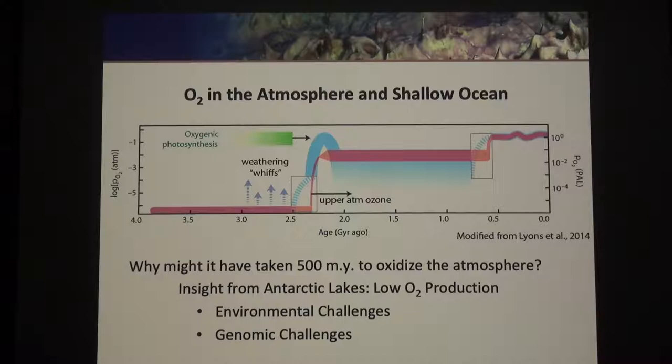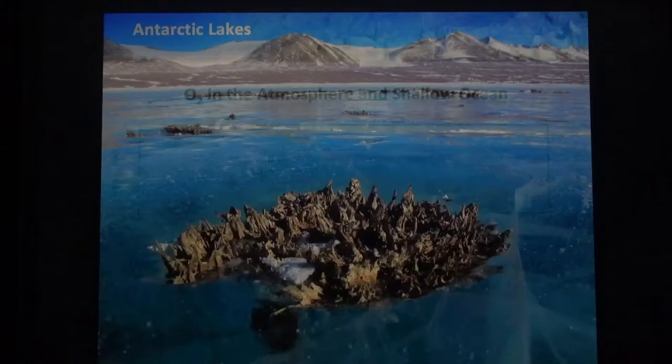This is where the insights from the Antarctic lakes come from. And I think there's a lot of reasons that early oxygenic photosynthesis would have been very inefficient. And I want to talk about some environmental challenges that we've seen in Antarctica, and also some of the genomic challenges the early cyanobacteria might have had.